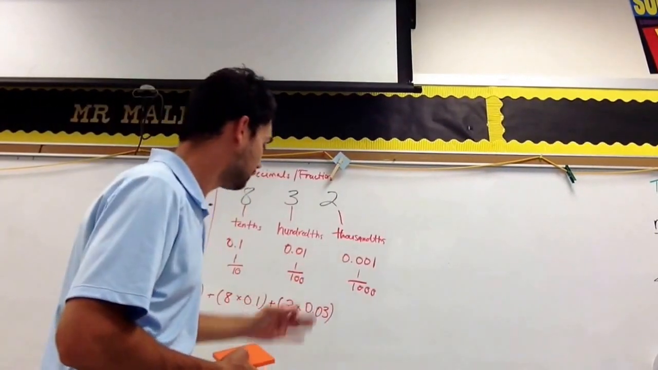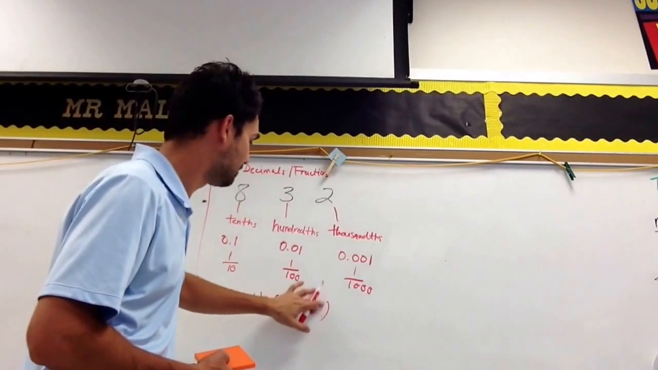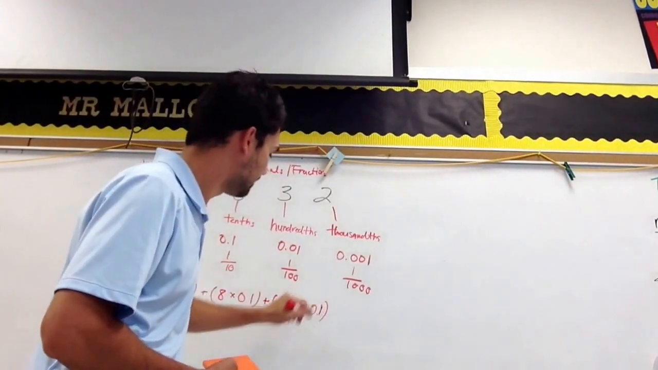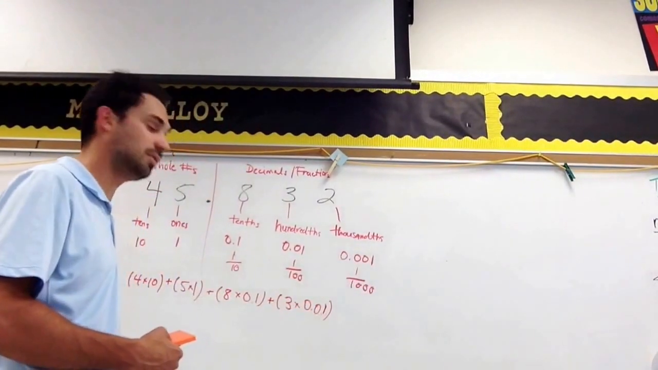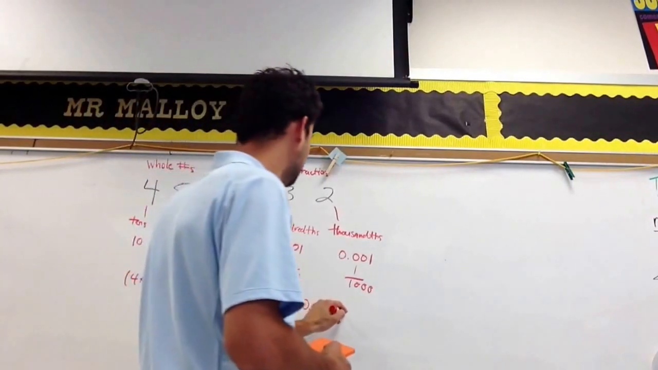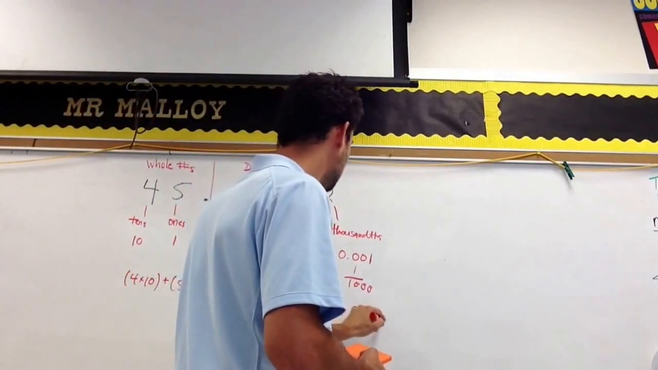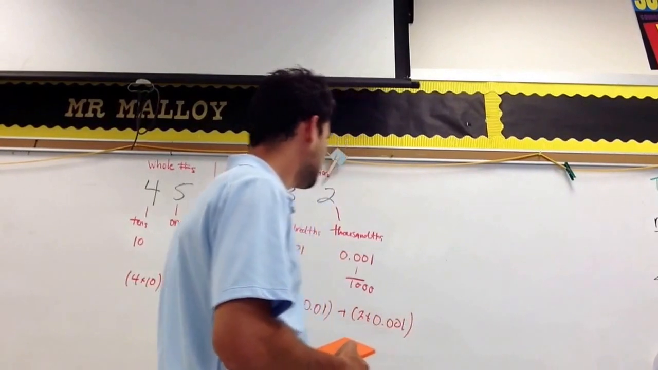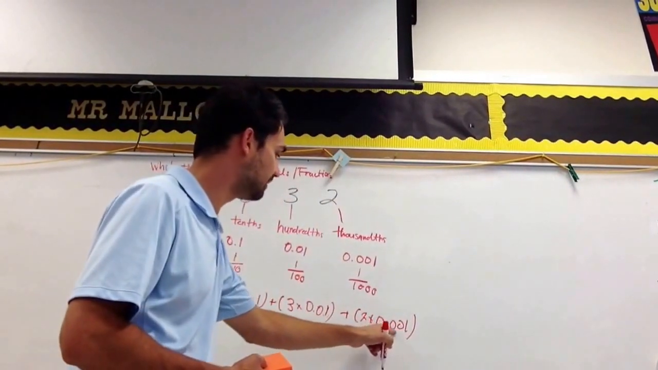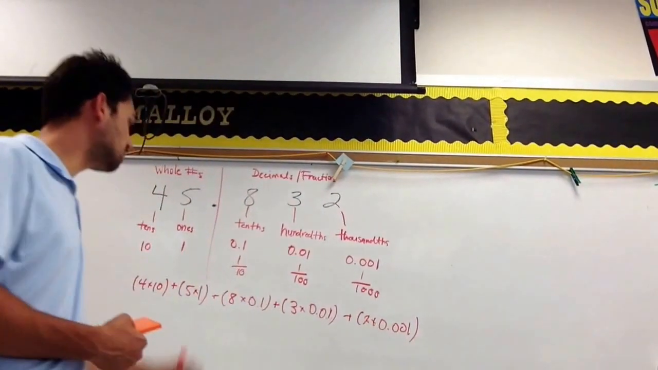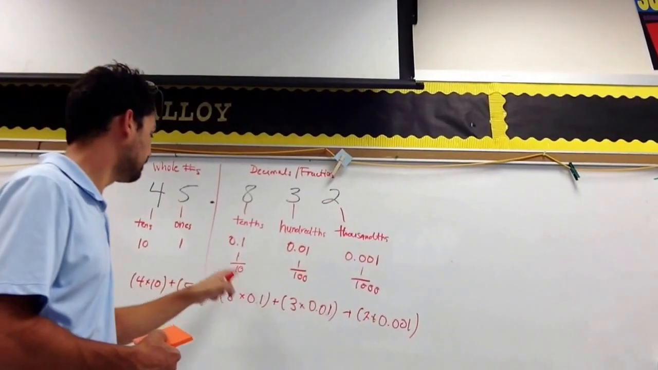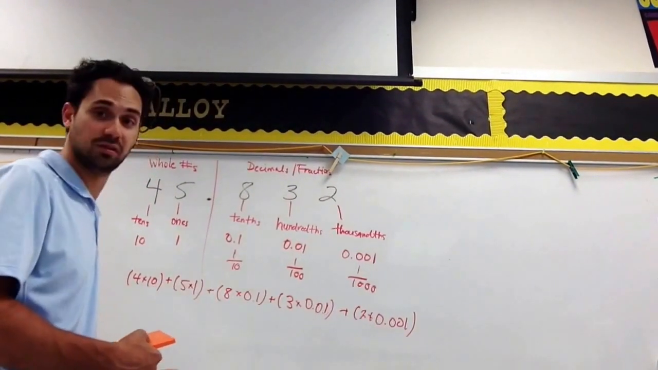Oh, what was my mistake? It should be 3/100ths, but it's in the hundredths place, 0.01. And then that 2 is in the thousandths place, 0.001. Or you have the option of using fractions to write these.